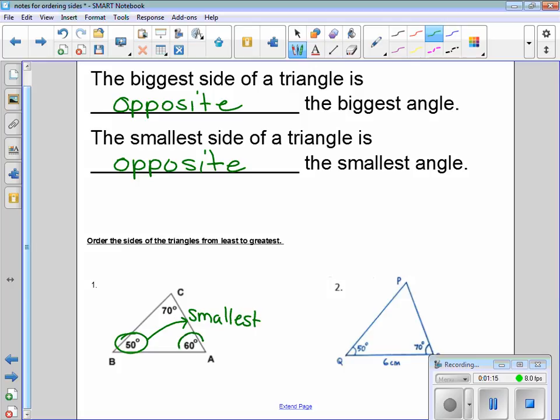Next, I would have angle 60 degrees, so BC is next. That would be your middle side. Angle C is 70 degrees, so the side opposite of that is AB, which is your largest side. Now we just put them in order. The smallest side is AC, next is BC, and then the largest side is AB.